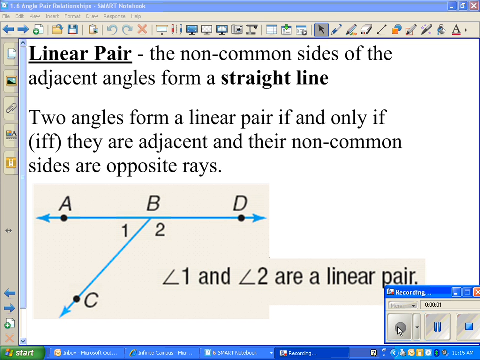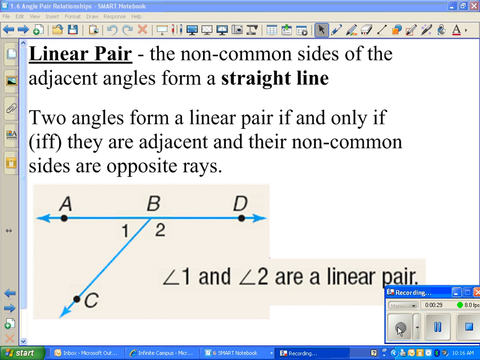1.6. We're dealing with linear pairs. A linear pair has non-common sides. The non-common sides of the adjacent angles form a straight line. In other words, you've got an adjacent angle. Remember, adjacent means they're connected and they share a side. But the sides that are not connected make a straight line.